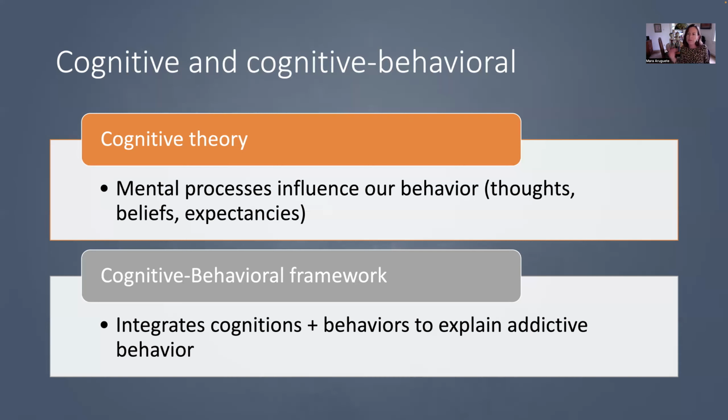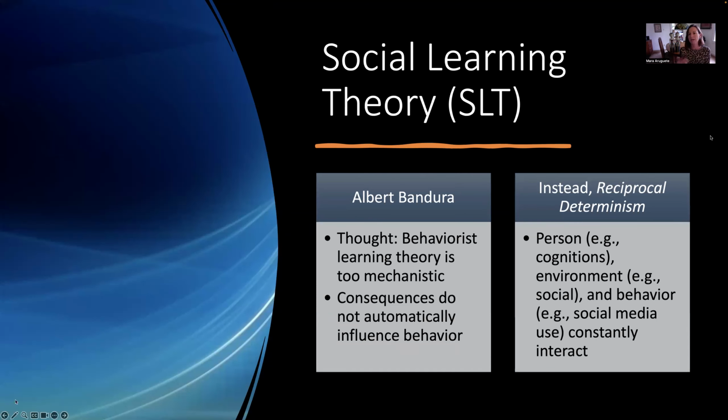And the cognitive behavioral framework that comes out of that, and you might have heard of cognitive behavioral therapy, for example, or CBT, integrates cognitions and behaviors to explain addictive behavior. So CBT is a type of therapy that's very, very popular in addiction treatment. And it really takes that cognitive component and applies that along with the kinds of concepts we talked about in Module 6.